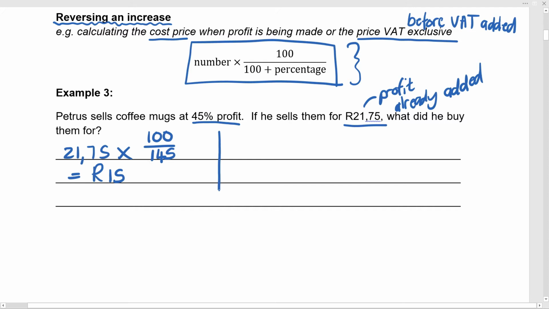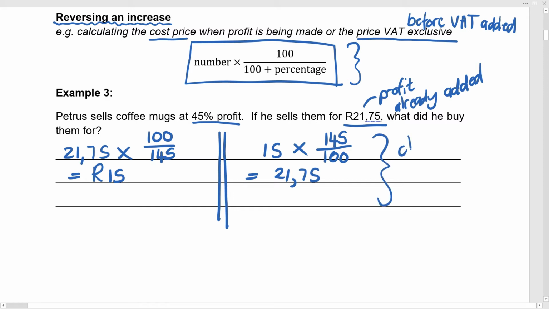Okay, now let's just do a little check. This is not necessary for you to do when this is a test or a homework question, but this just helps you understand that what we did actually worked out. Let me increase it back. Let me take 15 and let me multiply it by my increase formula. So that is 100 plus my percentage, so 145 over 100. Check that out on your calculator and you will see the answer comes to 21.75, and that is just a check to see whether my reversing of an increase worked.